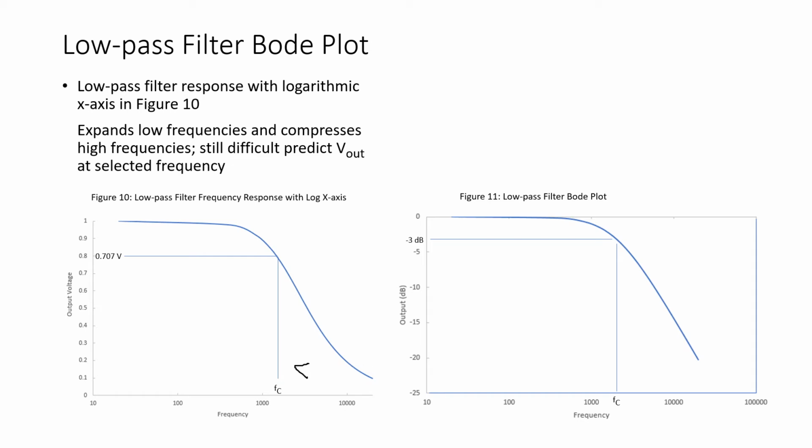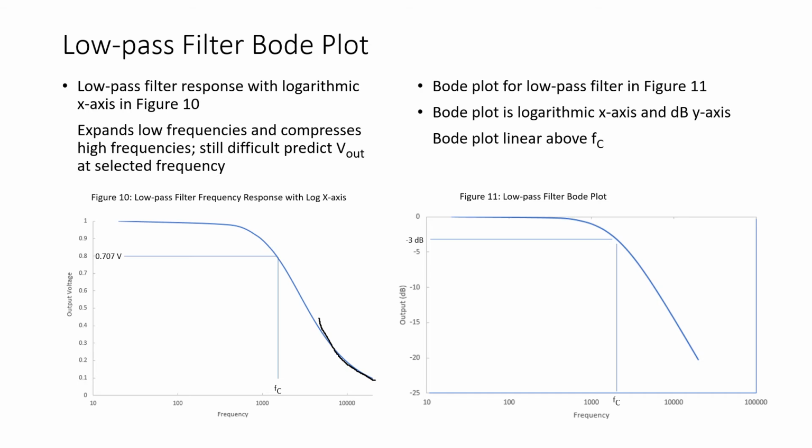However, looking at the plot of figure 10, we can see that it's still very nonlinear up here around 10,000, or from about 5,000 to about 20,000. So we improve this by using what's called a Bode plot. The Bode plot for that low pass filter is shown in figure 11.